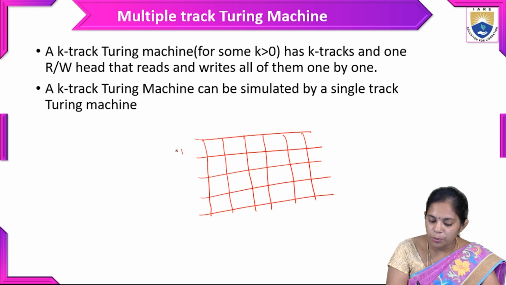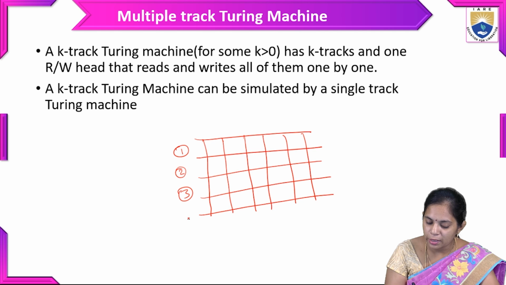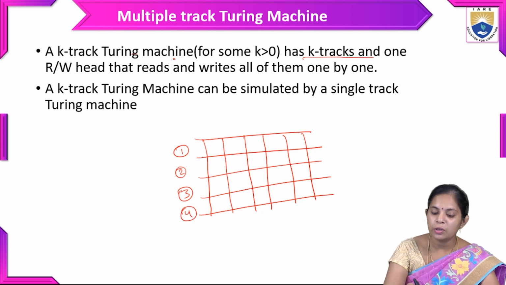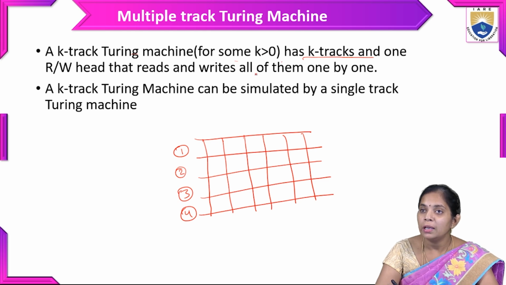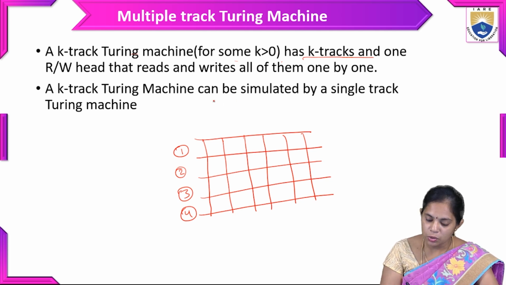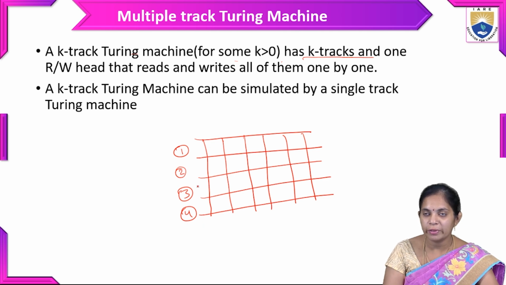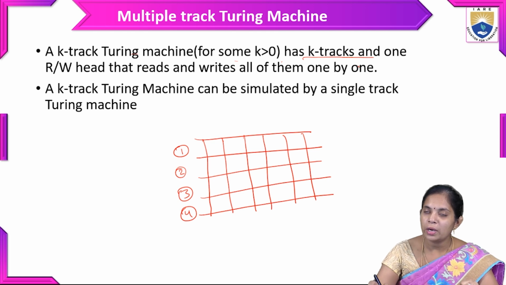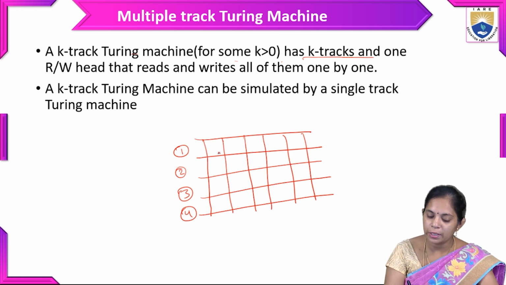Suppose this is track 1, track 2, track 3, and track 4. So here the K track. A K-track Turing machine, for example, K greater than 0. Suppose the K value is 4, we will take 4 tracks in the single tape. In that we will represent the input symbols, read and write operations.